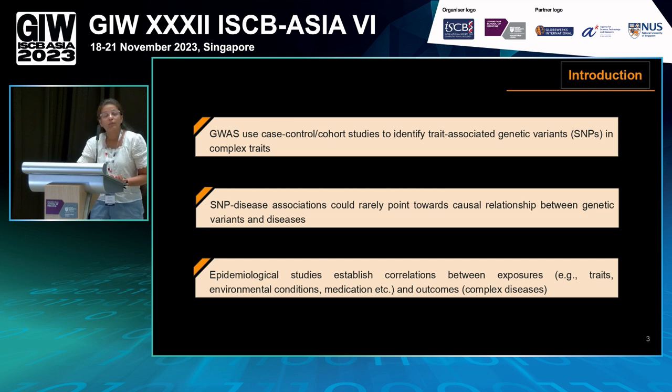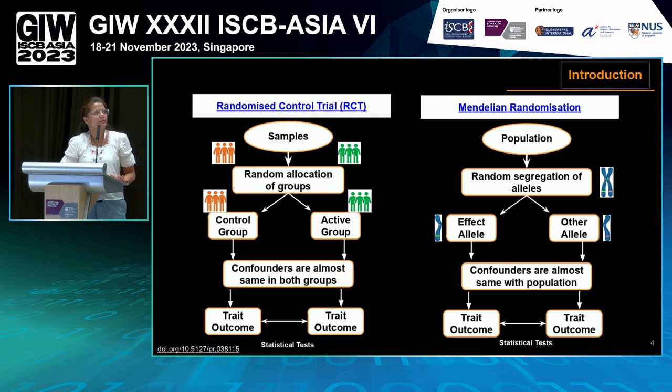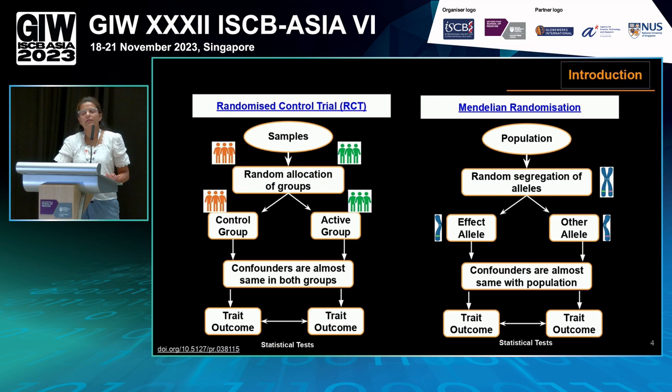Epidemiological studies do this with the RCT, the randomized control trial. In RCTs, they pick voluntary samples and randomly allocate them to two groups. One is the control group and the second is the active group. For the active group, they give some medication in a restricted environment. Over a period of time, they check the outcomes and see what the difference is between the control group and the active group.